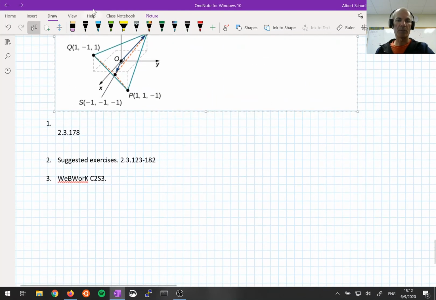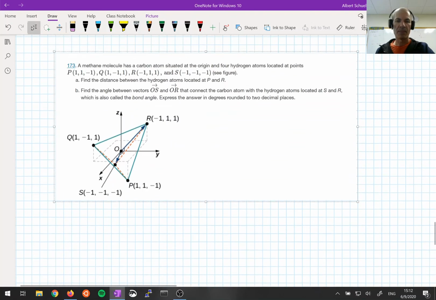And a little bit more space down below. All right, we want to find the distance between the hydrogen atoms located at P here and R. How do we do that? Well, we could just use the distance formula on these two points, or we could take the displacement vector from P to R and compute its magnitude.